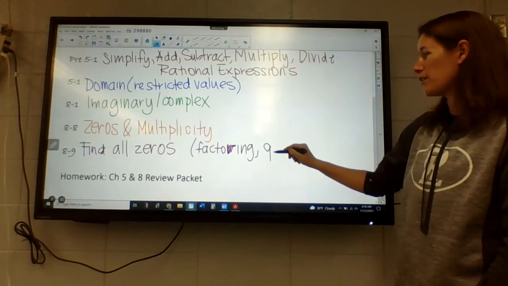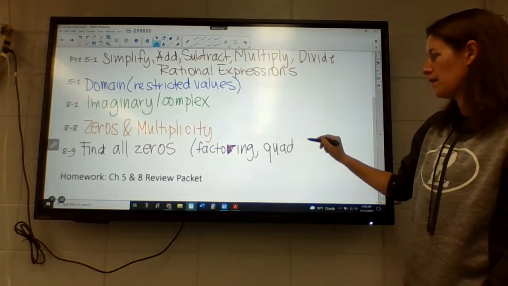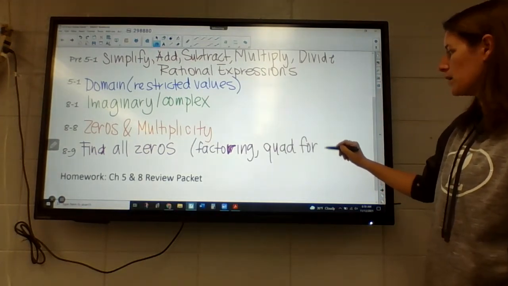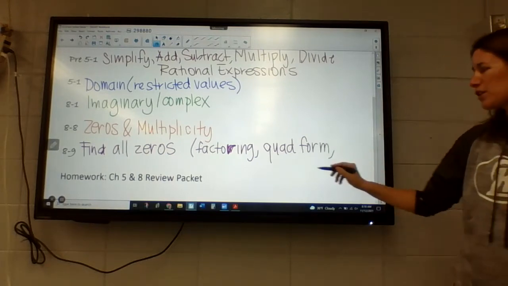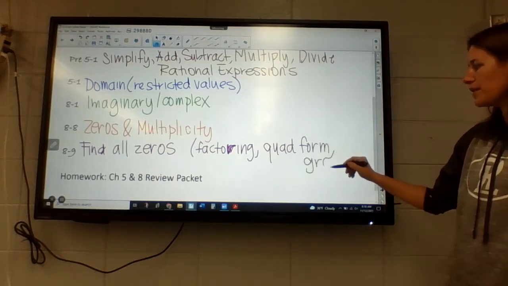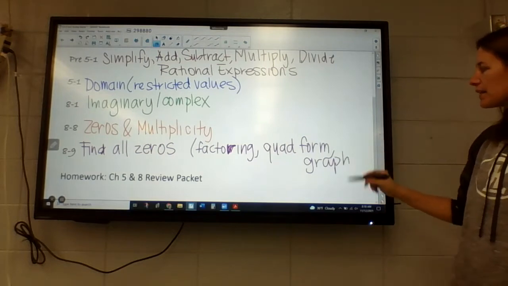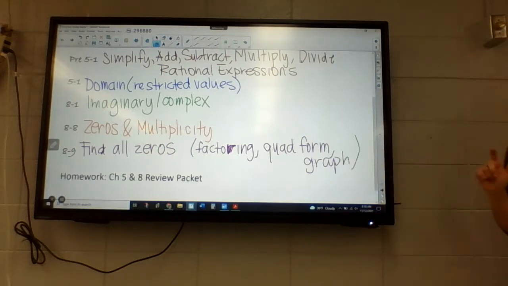We had the quadratic formula. So that's that big one. Even looking at a graph a little bit to help us with that. There's a few questions on your homework about the graphing, kind of like number 10. Just trying to show you and talk about that a little bit.